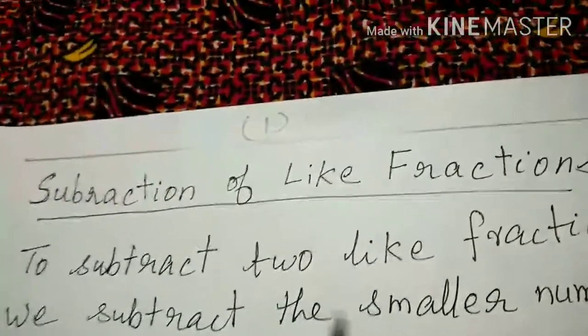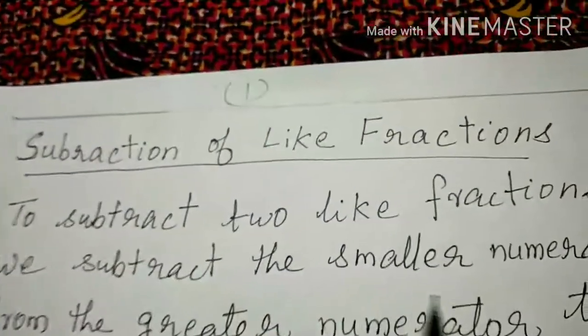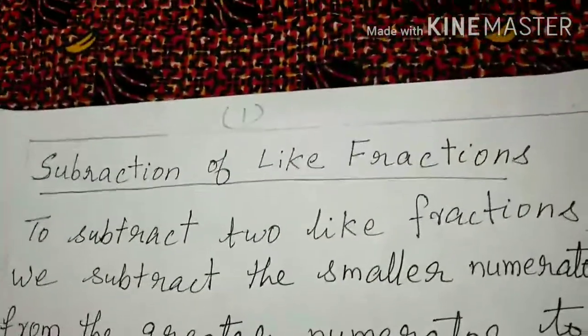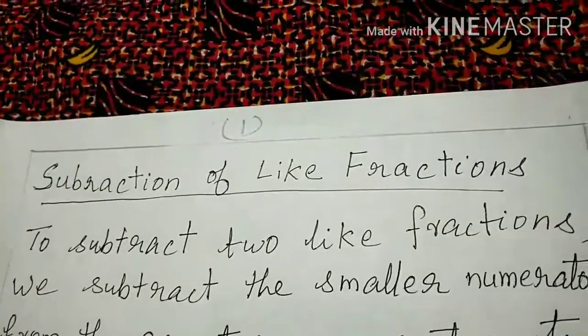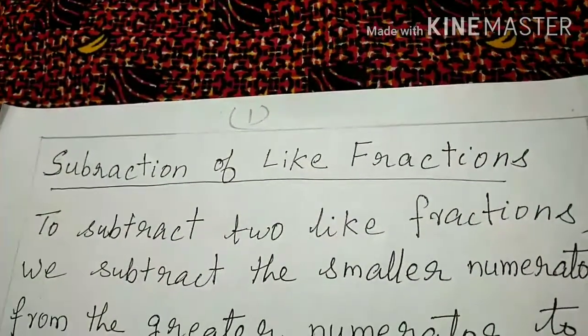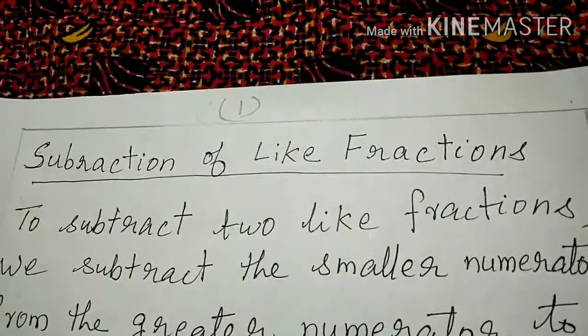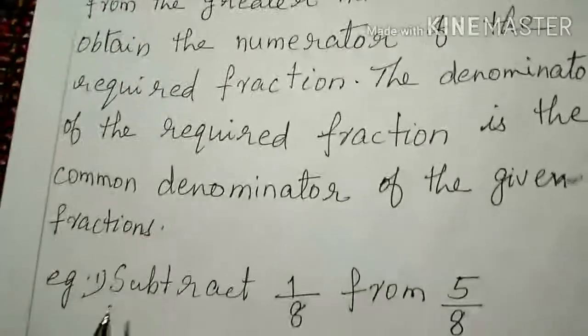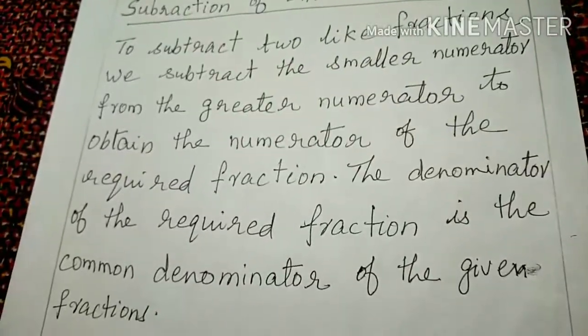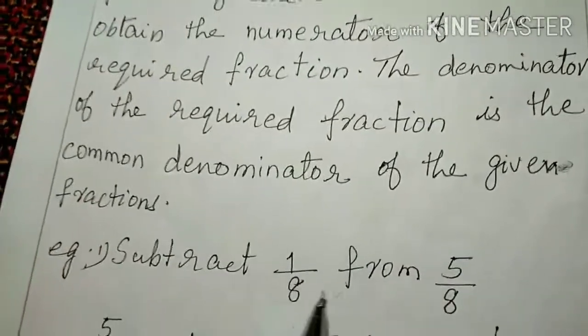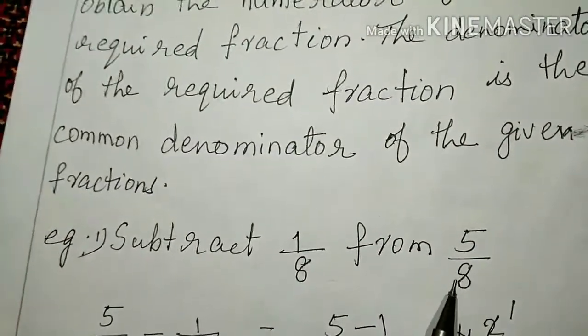To subtract two like fractions, we subtract the smaller numerator from the greater numerator to obtain the numerator of the required fraction. The denominator of the required fraction is the common denominator of the given fractions. Example: subtract 1 by 8 from 5 by 8.